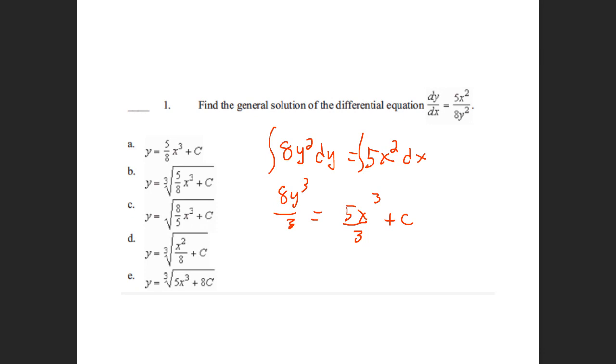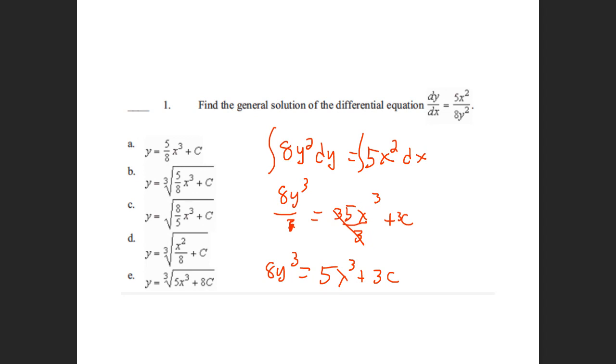Now, this is where kids really struggle. Okay, so I'm multiplying both sides by 3, so that crosses out. So I'm left with 8y to the third is equal to 5x to the third plus 3 times c. Now, if c is a constant, okay, any constant, doesn't matter what the constant is, does multiplying by 3 change it?